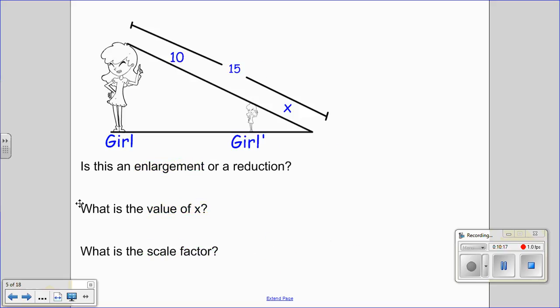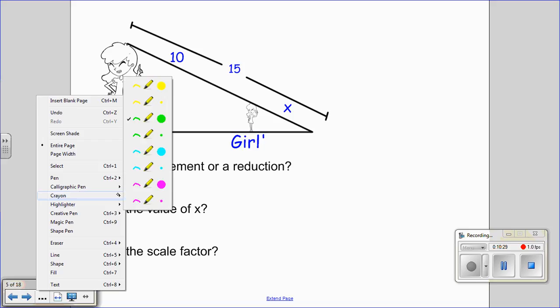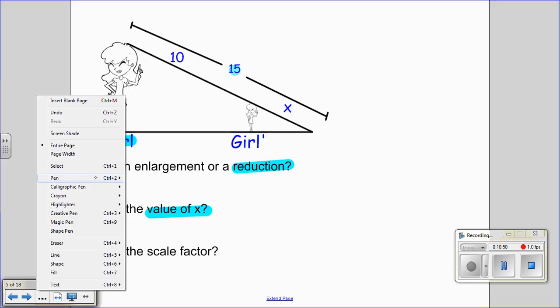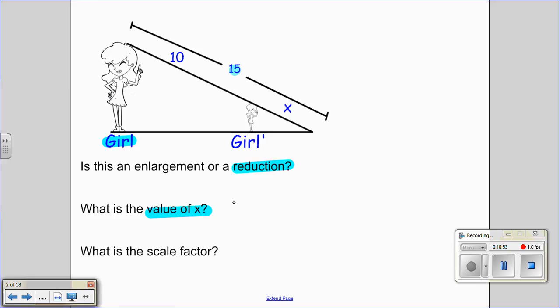Now, in this case, the girl, the pre-image, is big, and the image is small. So this would be an example of a reduction because, again, this is our pre-image here, and it got smaller, so it's a reduction. The value of x, well, if the total length is 15 and you already have 10 here, so that means x has to be 5, because 5 plus 10 would be 15.